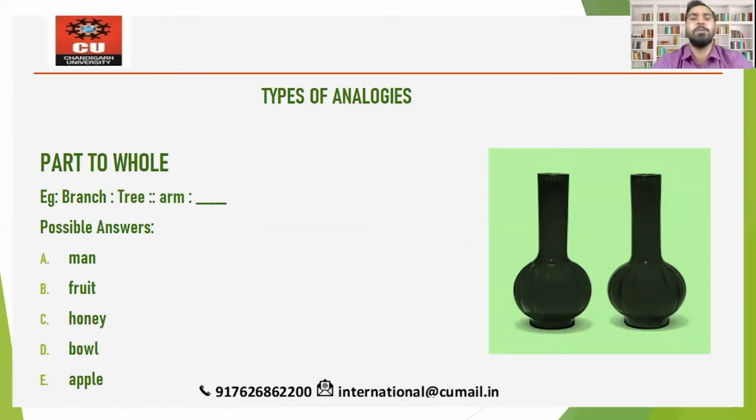Let's look at some types of analogies. The first one is part to whole. A branch is a part of a tree. In the same way, on the right hand side, an arm is a part of what? Is it a part of a man, a fruit, honey, bowl, or apple? If you use the logic of part to whole, you will easily figure out that the answer is A, man. Just like a branch is a part of a tree, an arm is a part of a man.